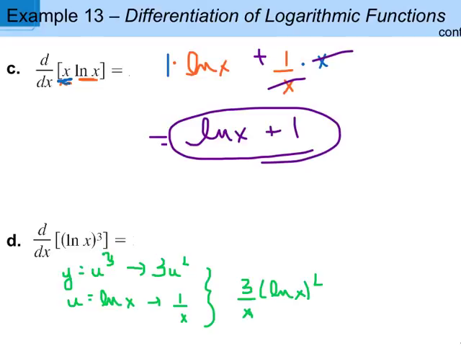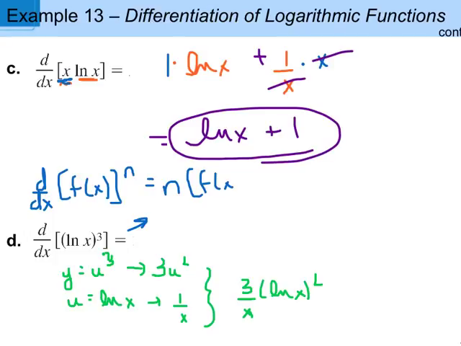The other way to do the problem, and I'm going to get the same answer obviously, is I want to use the general power rule, which says that the derivative of a function to a power is the power times the function to the power one less, times the derivative of the function. So let me do that right here. Pick a better color.